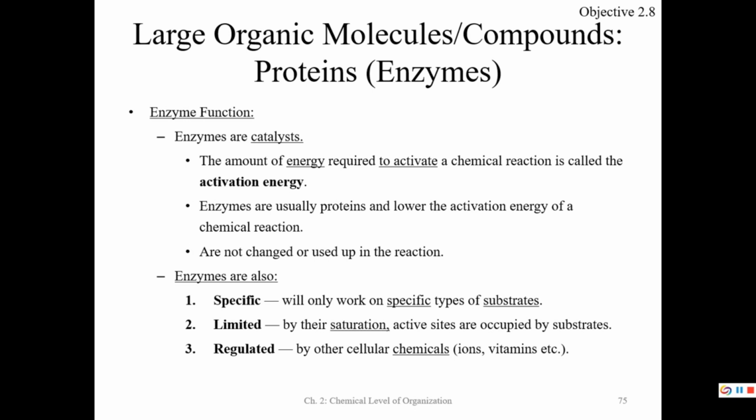But enzymes are very specific. They only work on certain substrates. Enzymes are very limited by how much there is. There are only so many active sites that can be binding to substrates, so they're limited by how many active sites they have. They're also highly regulated. We take chemicals like ions and vitamins and we regulate them.